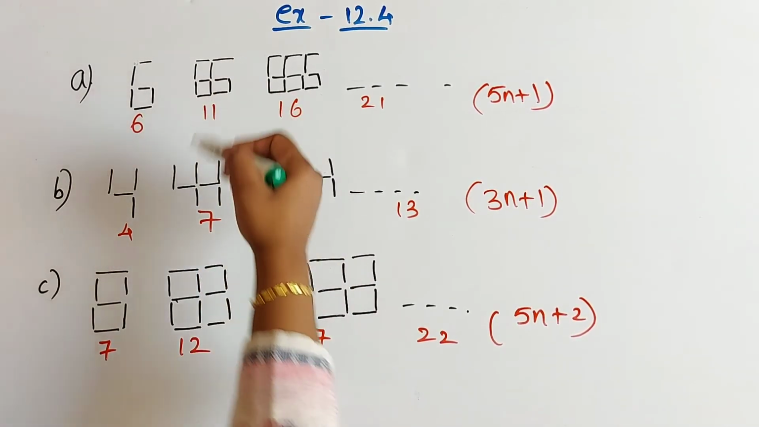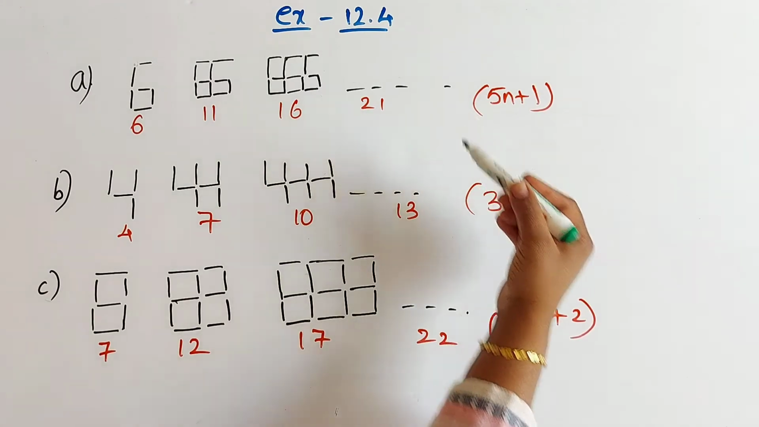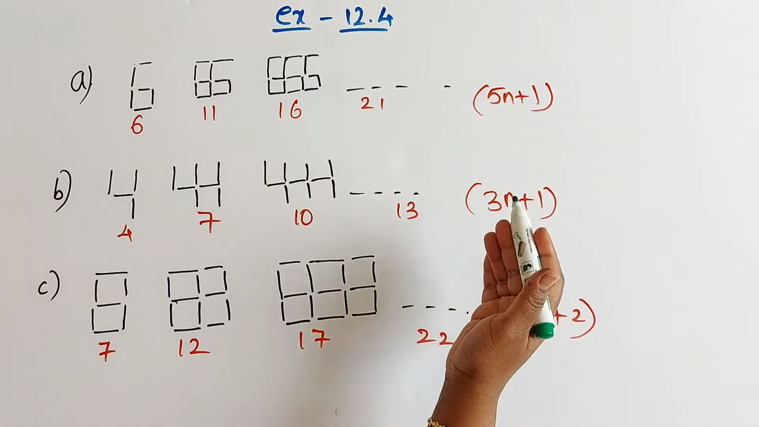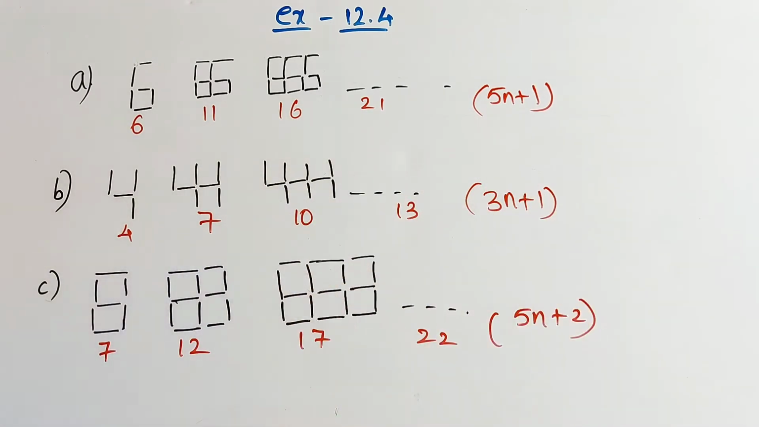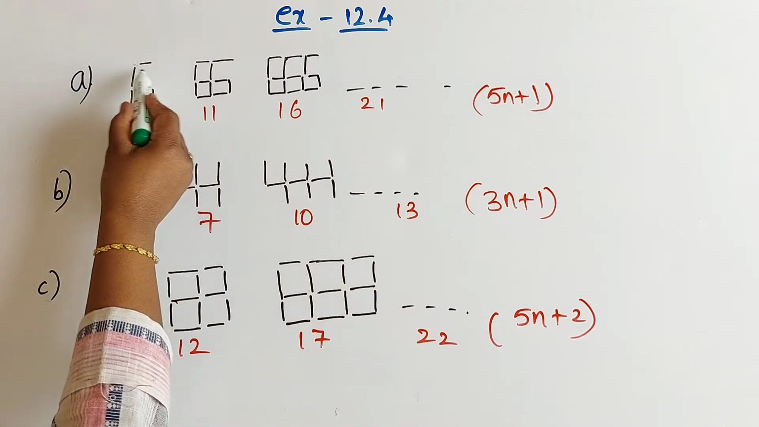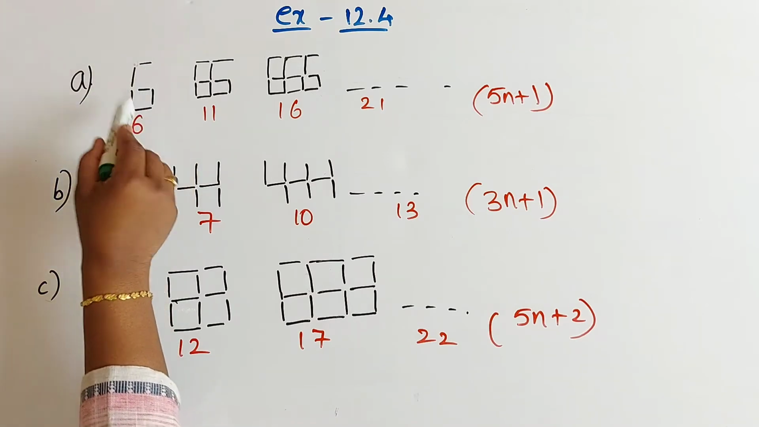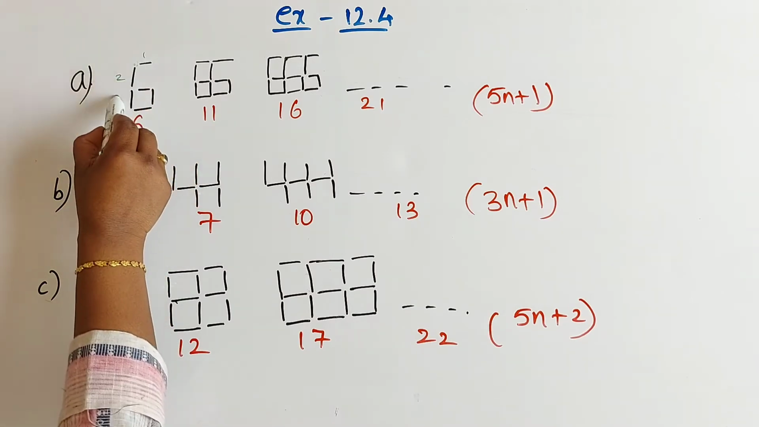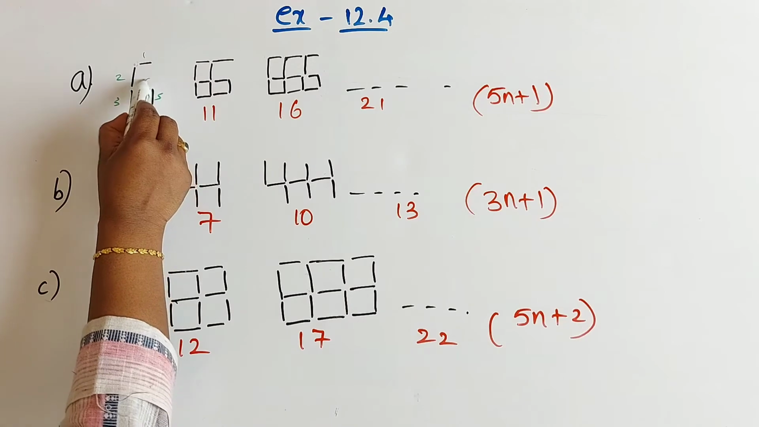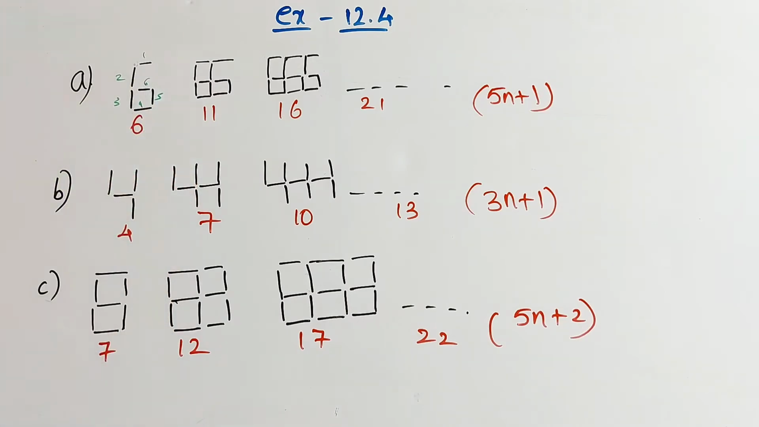First question. Observe the pattern of digits made from line segments of equal length. You will find such segments, digits on the display of electronic watches or calculators. Right, children? Here they have given some pattern. Now it looks like number 6. Right? Here we'll count the line segments: 1, 2, 3, 4, 5, 6 here. So they have given the number also 6.